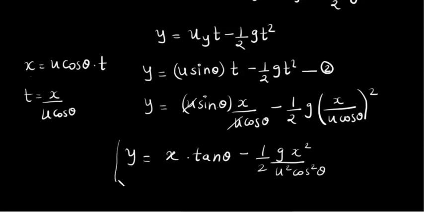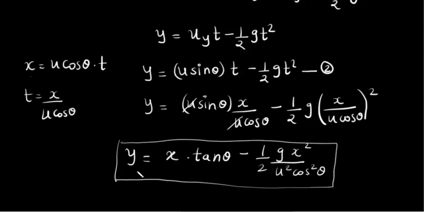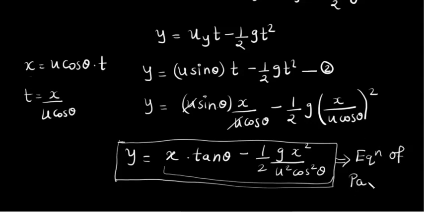This equation is a parabolic equation, correct? If you look at the y coordinate, it will vary with respect to x in this fashion. So this is a parabolic equation, and this equation is called the equation of path. This is the equation of path for a projectile motion.